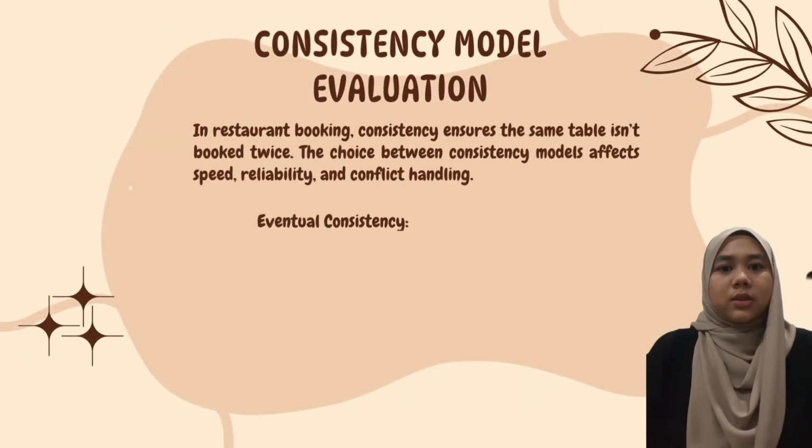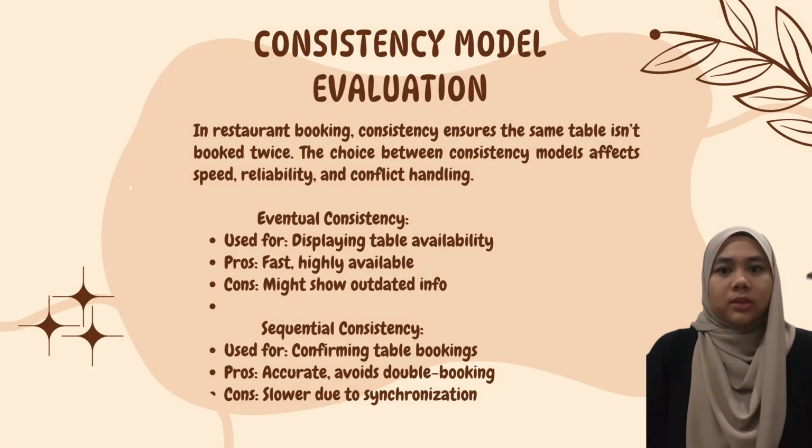Consistency model evaluation. In restaurant booking, consistency ensures the same table is not booked twice. The choice between consistency models affects speed, reliability, and conflict handling. Eventual consistency is used for displaying table availability. Pros: fast, highly available. Cons: might show outdated info. Sequential consistency is used for confirming table booking. Pros: accurate, avoids double booking. Cons: slower due to synchronization.